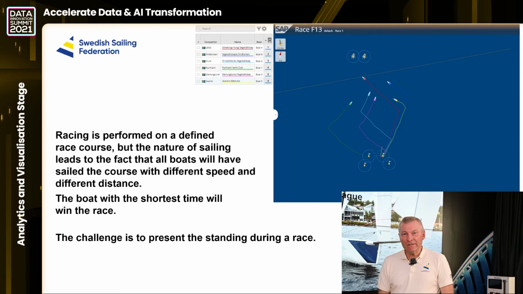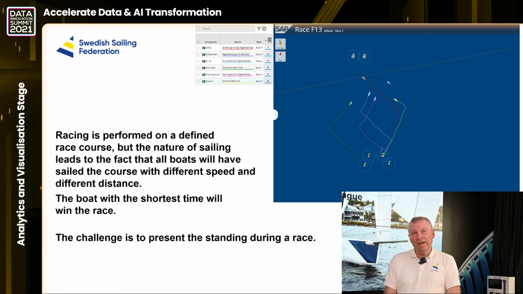Well, first we have to understand that racing by character is quite difficult, because you have a defined race course. You have the starting line, you go to 1 or 2 marks, and then you go to a finish line. But each and every boat can choose different routes to get to the marks. You can't sail strictly against the wind and not strictly downwind, so you always have an angle to the wind, and that makes possibilities to choose different ways. And this means that boats will all have traveled a different distance and at a different speed over the course, depending on the wind and things.